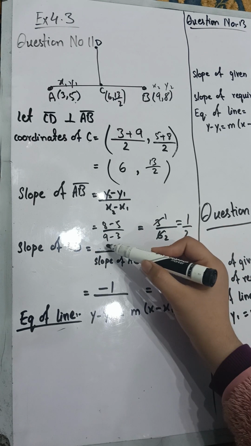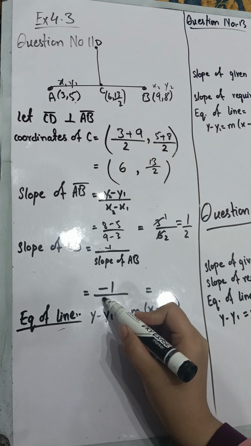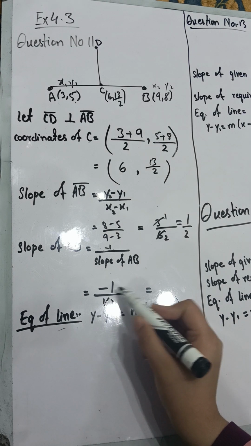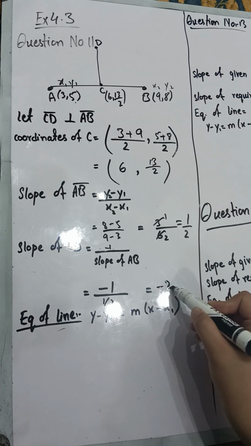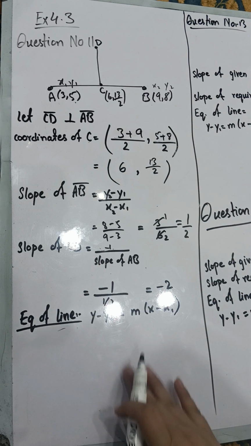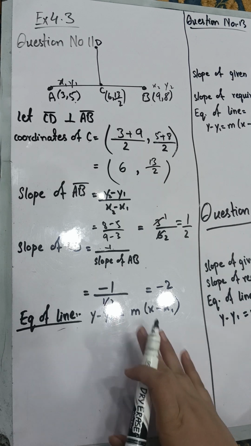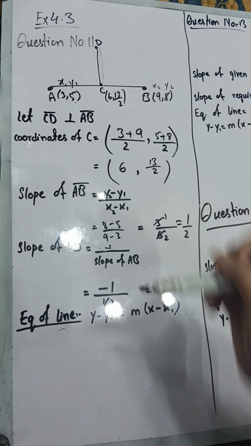Now here the minus 1 is present. Minus 1 over the slope of AB, which is 1 over 2. Now the 2 will move upward, and it becomes minus 2. So minus 2 is the slope of CD. Okay. Now we have to find the equation of this line. So the slope of this line is minus 2.